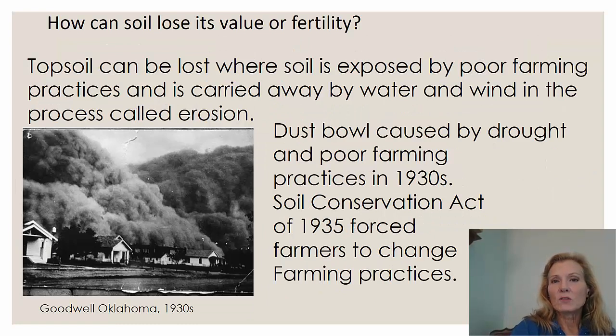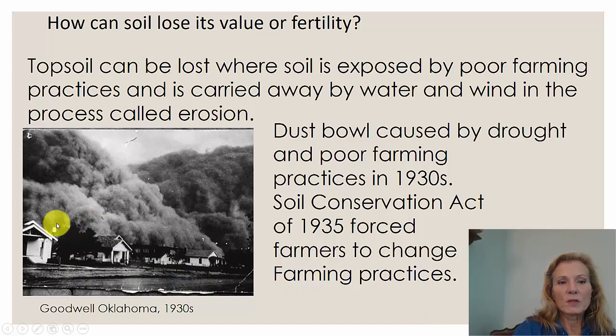So topsoil can be lost where the soil is exposed by poor farming practice and carried away by water and wind in a process called erosion. So the Dust Bowl was caused by drought and poor farming practices in the 1930s. So the Soil Conservation Act of 1935 forced farmers to change those farming practices.